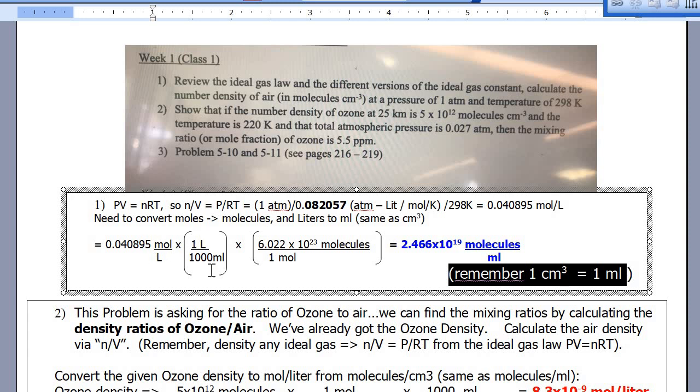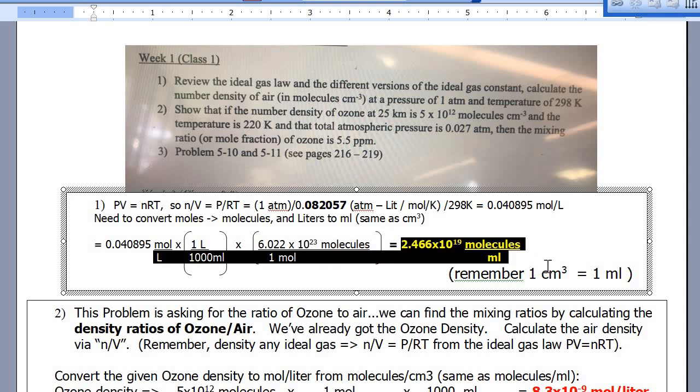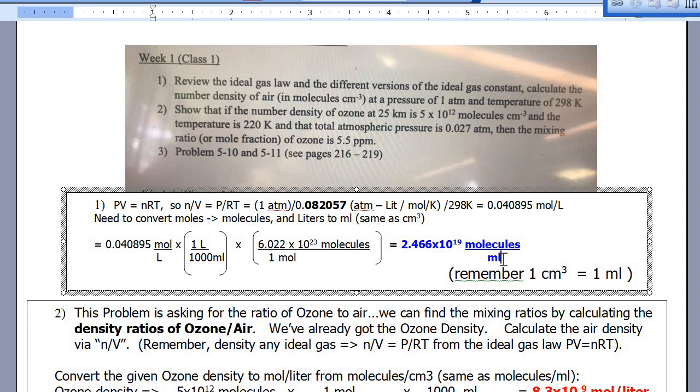So in 1 liter, we have 1,000 milliliters, right? And now let's convert moles to molecules. We use Avogadro's number. In 1 mole, we have 6.022 times 10 to the 23rd molecules. And we end up getting this huge number, 2.5 times 10 to the 19 molecules per centimeter cubed or per milliliter, however you want to say that.